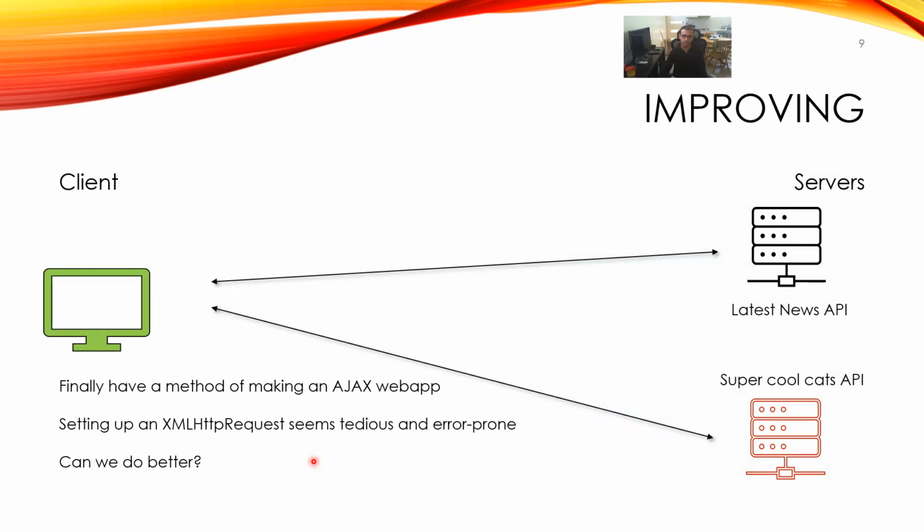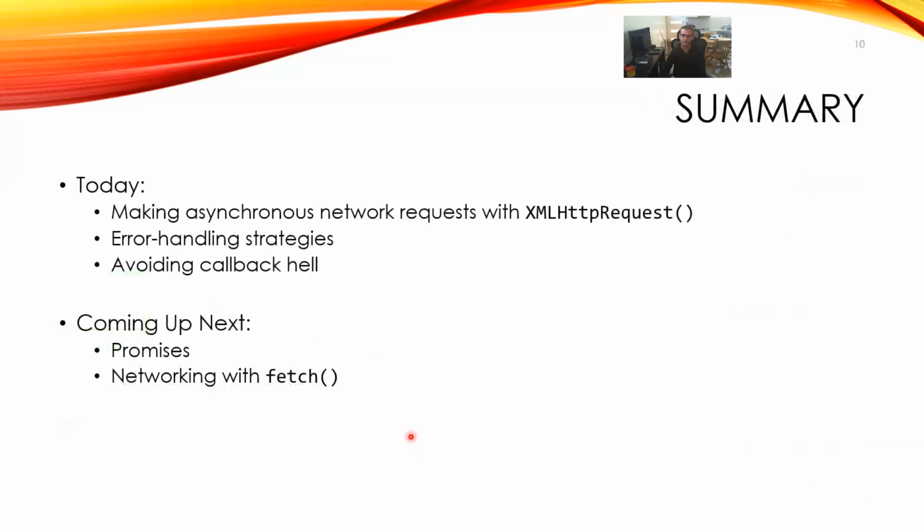So we finally have a method of making an AJAX web app. We finally progressed to like 2002. Excellent. But if you look at the API for XML HTTP requests, it's kind of tedious, probably error prone. Can we do better? I think we can. And so that will be the topic of next lecture, where we'll be talking about promises and networking with the Fetch API. So my promise to you is that I'll see you next time, guys.